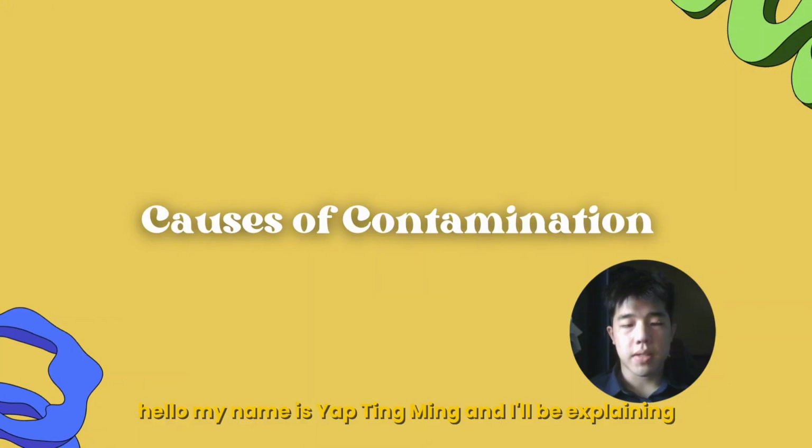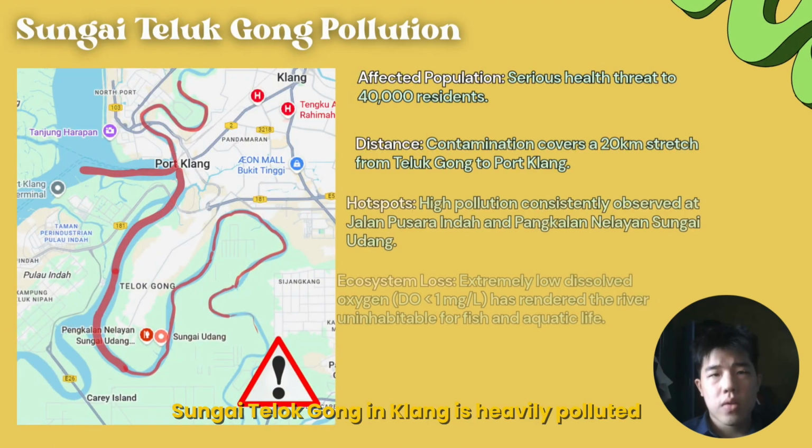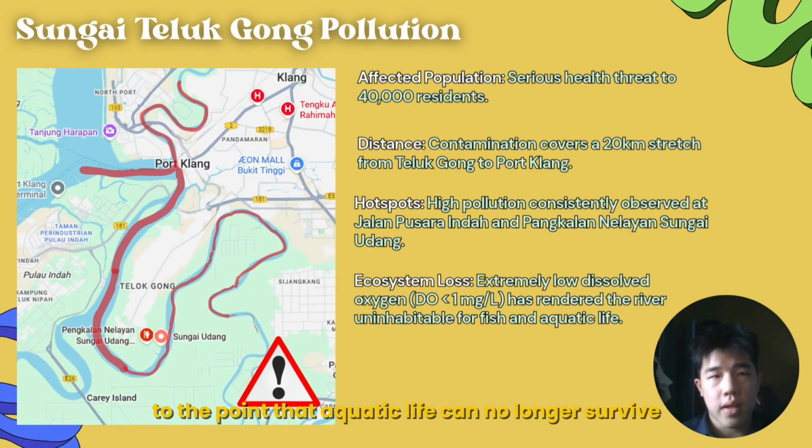Hello, my name is Yap Teming, and I'll be explaining the main causes of contamination in Sungai Teluk Gong. Sungai Teluk Gong in Klang is heavily polluted to the point that aquatic life can no longer survive. This pollution affects over 40,000 residents nearby and poses a serious environmental risk.